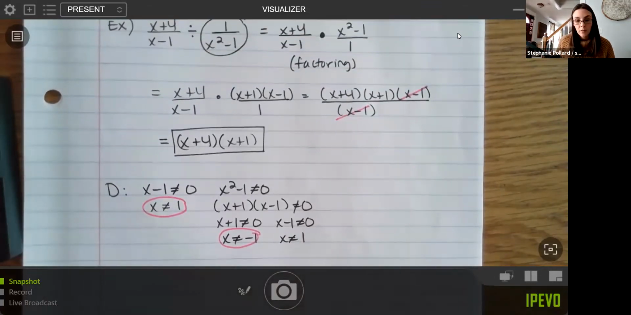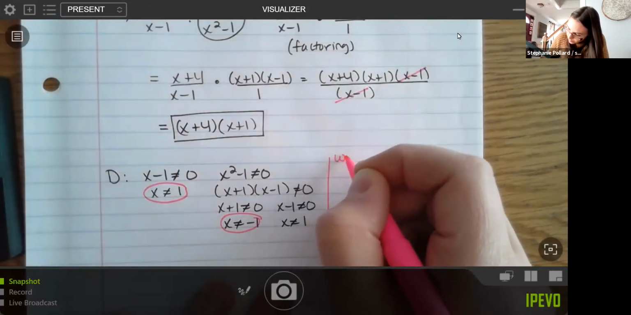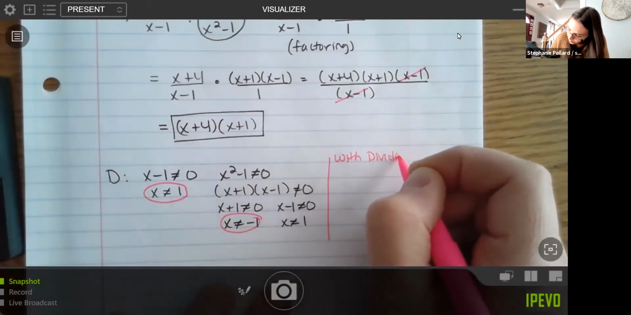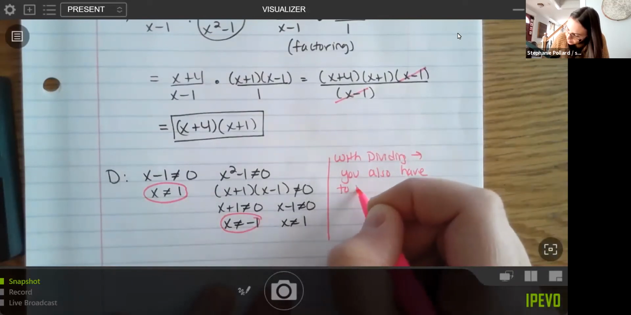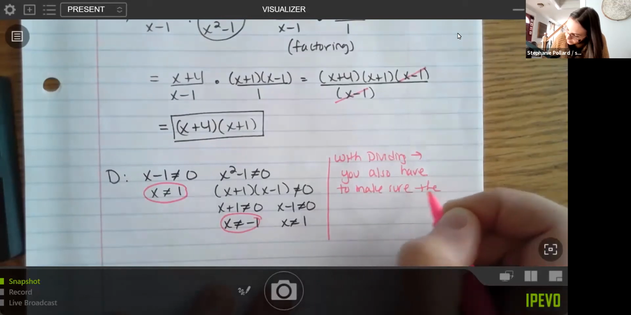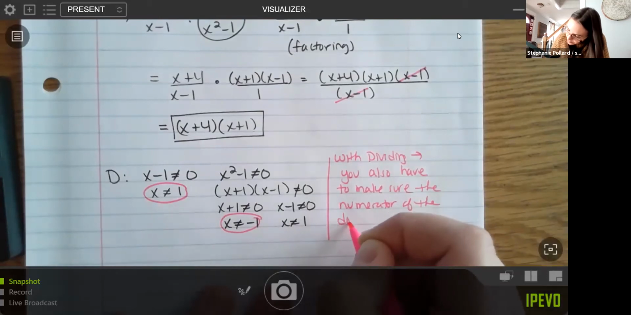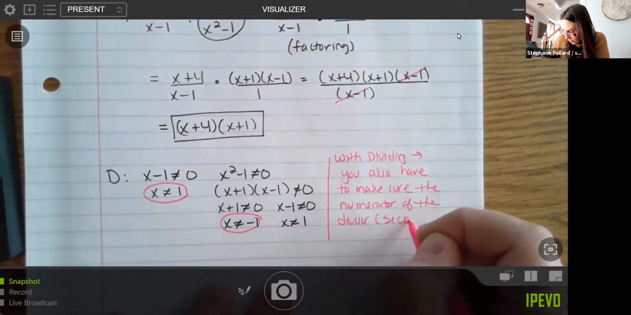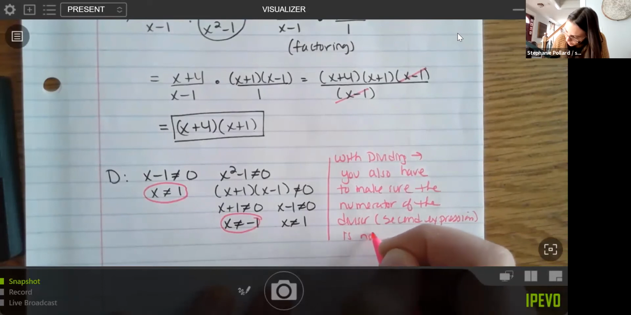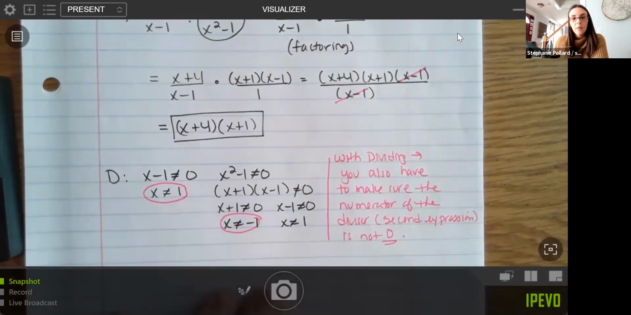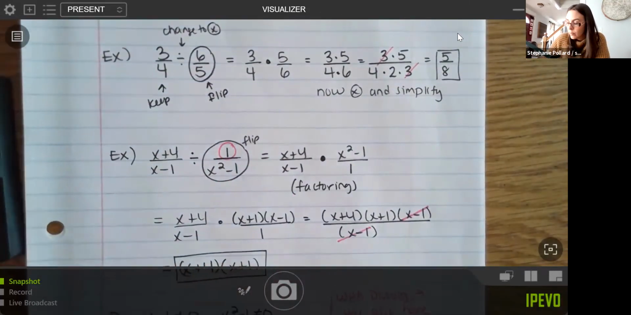There's one thing you have to watch out for with dividing rational expressions. You also have to make sure the numerator of the divisor, which is the second expression, is not 0. Okay. Now, in this case, my numerator of my second fraction was just a 1, so it will never be 0.